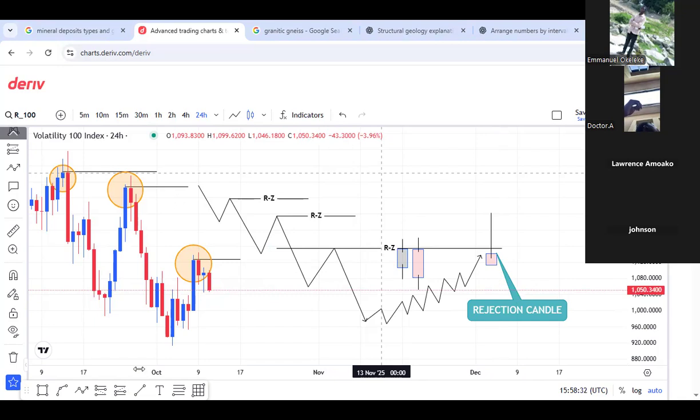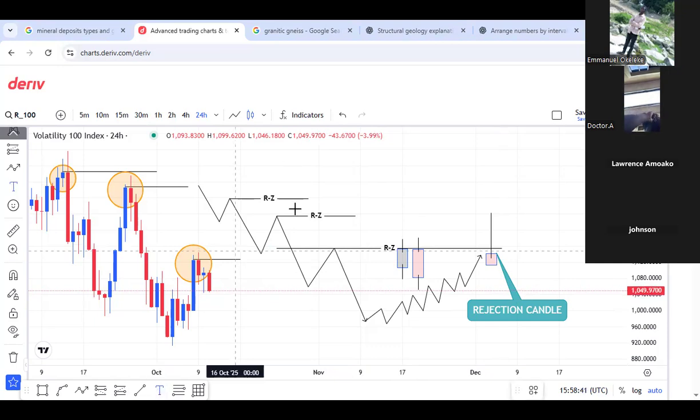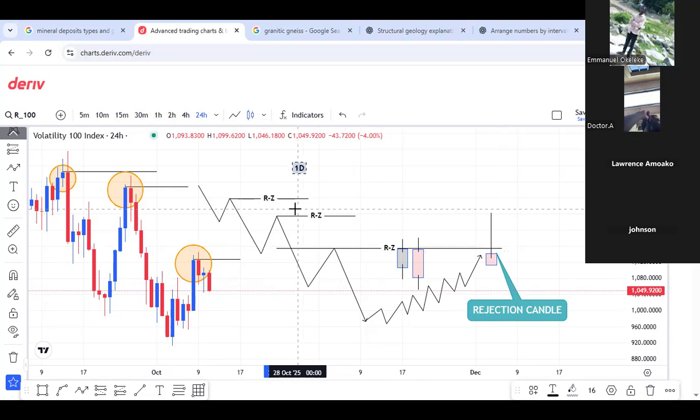So on your first time frame, for those that followed from the first class, remember this is an intraday trade. The first time frame here is 1D. And on your 1D, you are looking for market structure, zones identification, plus rejection of zones.